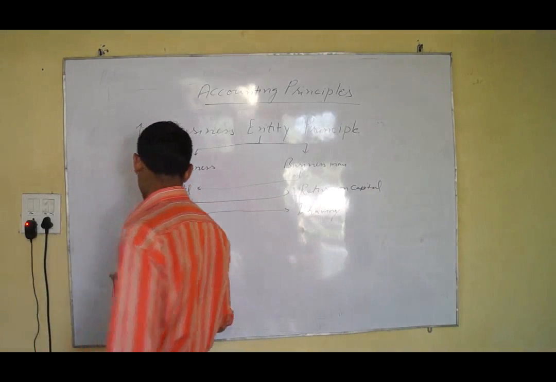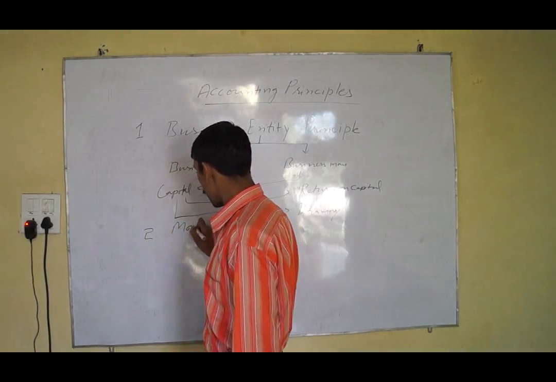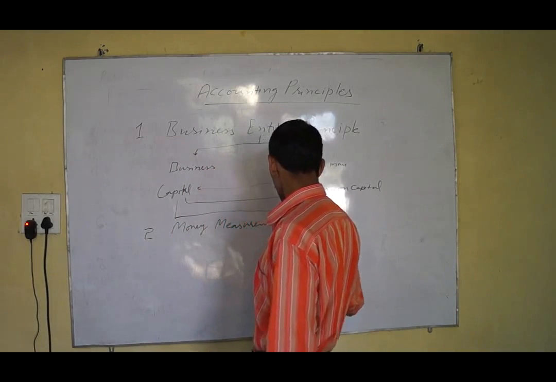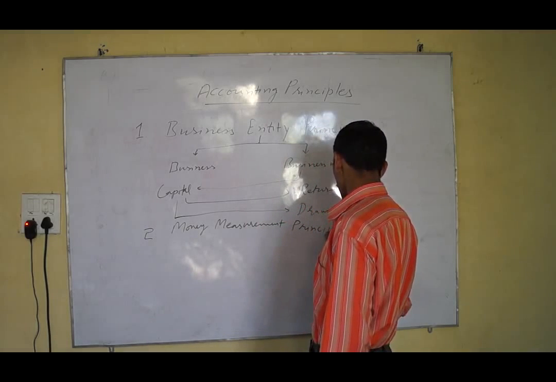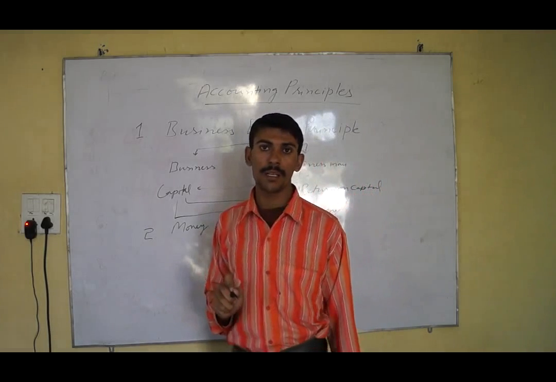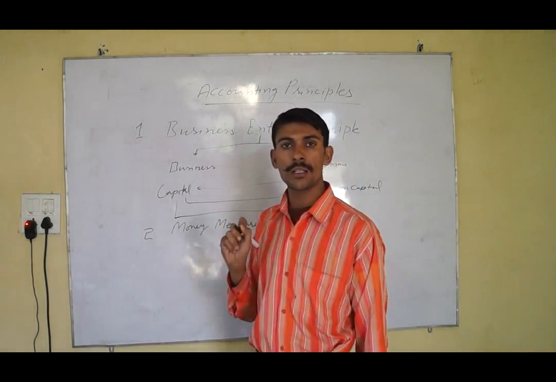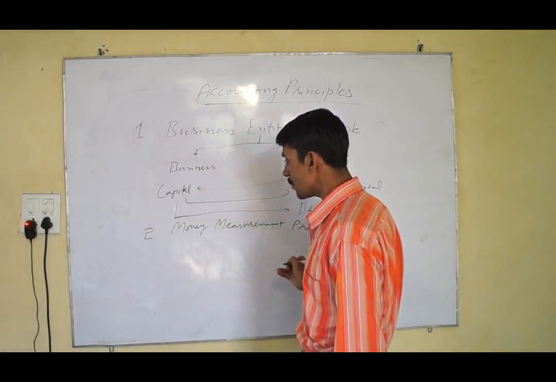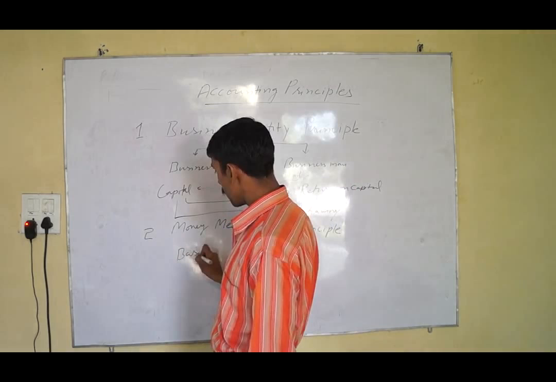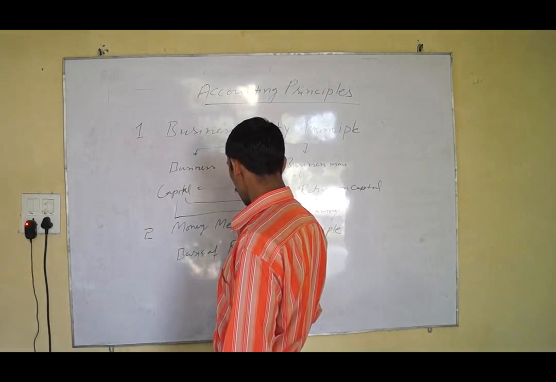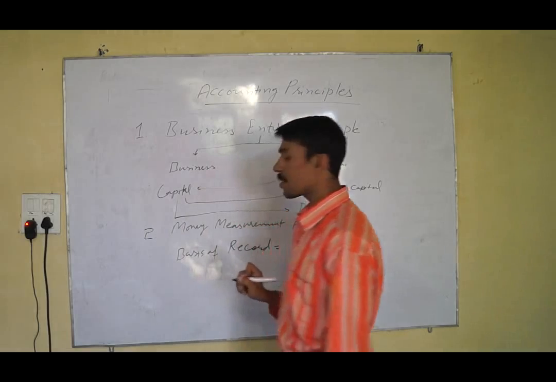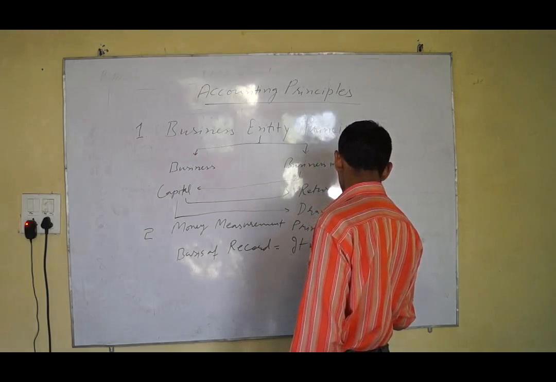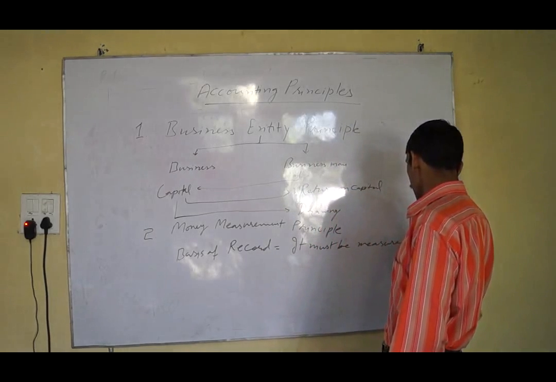Second principle is money measurement principle. As per this principle, we record all the transactions which we can measure in money. Basis of record, it must be measured in money.